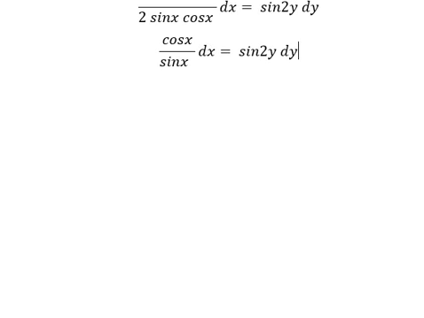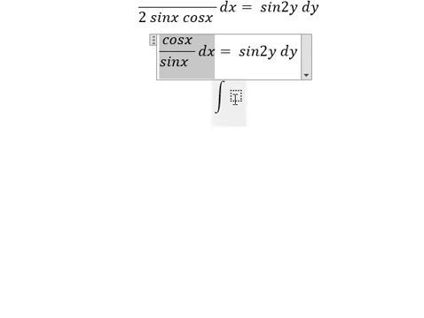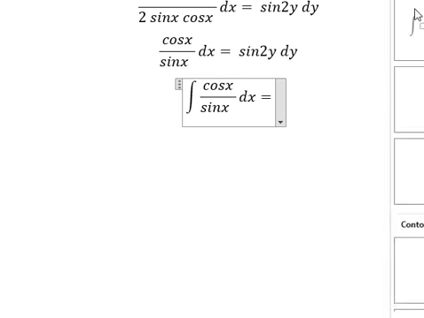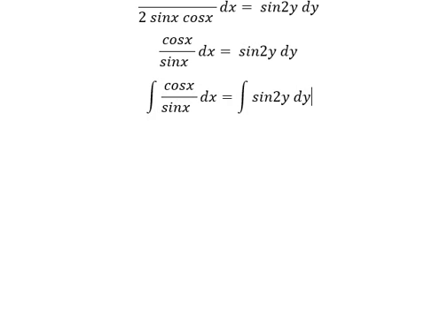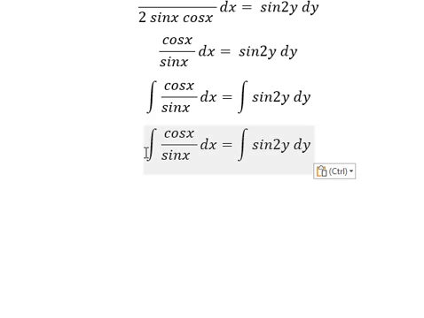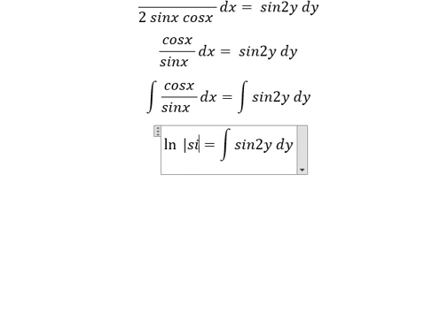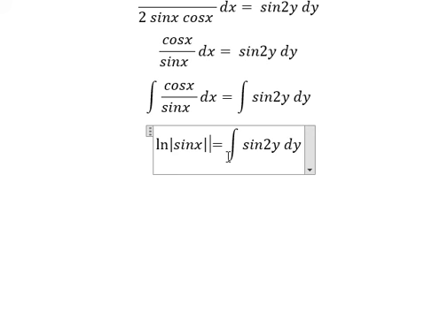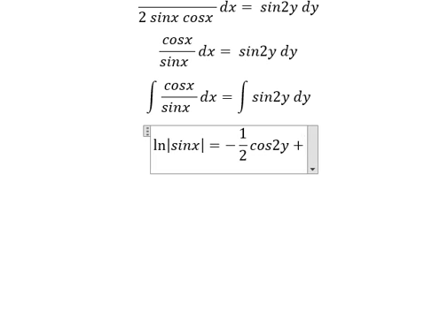Next, we put the integration for both sides. And now we have the final answer. The integration of this one, we have ln of the absolute value of sin x. The integration of this one, we have negative 1 over 2 cosine 2y, and I will put plus c.